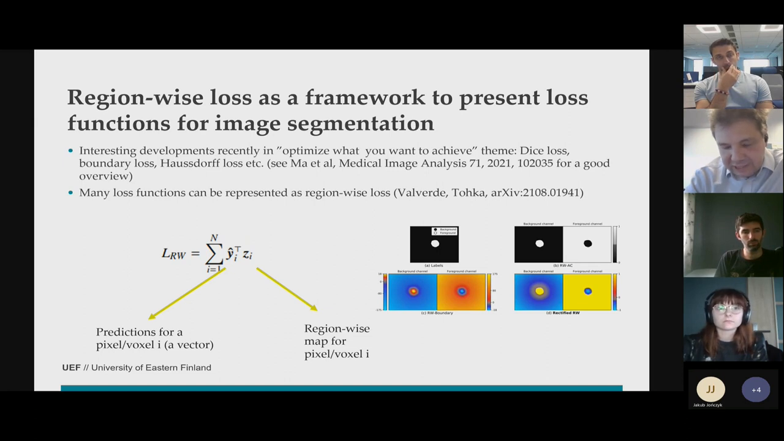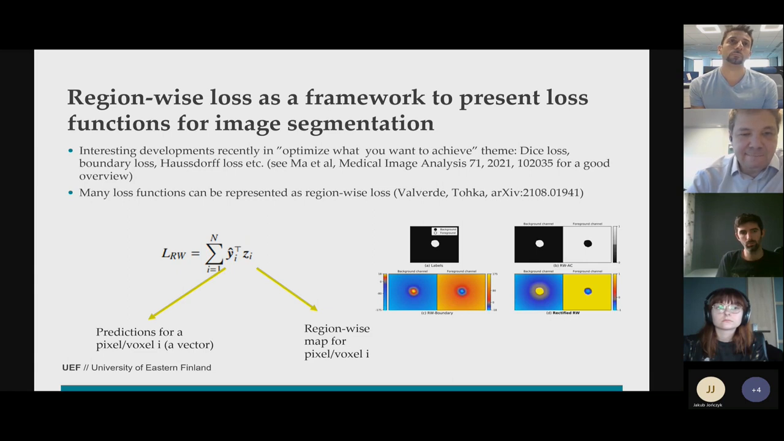also that resulted in some thoughts about why certain loss functions are difficult to optimize and why certain loss functions are not robust to something like class imbalance or whatever. And this is a pretty simple framework, as you can present most loss functions as an inner product between a so-called region-wise map and predictions.